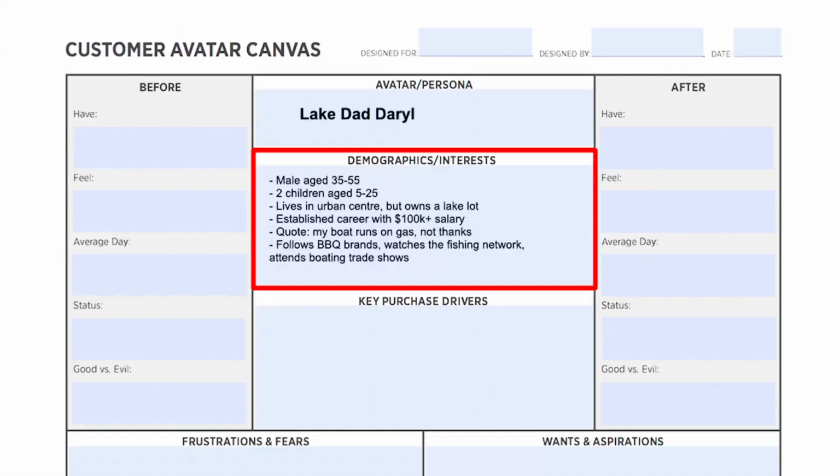You also want to list out different brands or influencers that they follow or engage with. If I was going to go on Lake Dad Daryl's boat, what other kind of products would I see there? Would I see fishing rods? Would I see some little mini barbecue tools? And further than that, what kind of brands are manufacturing these products? So you want to list out all the different kind of products that Lake Dad Daryl loves, all the different brands that Lake Dad Daryl buys, and list those all out.